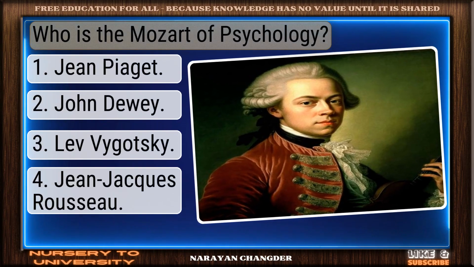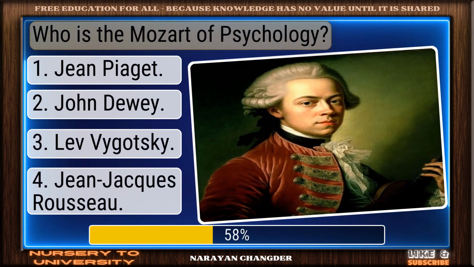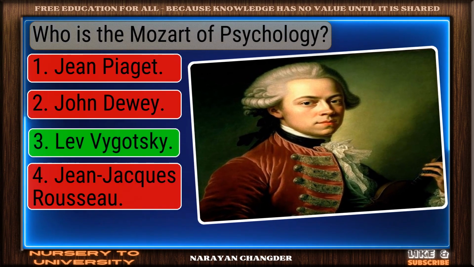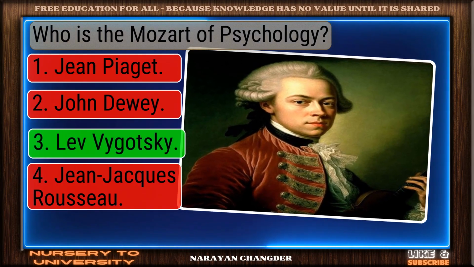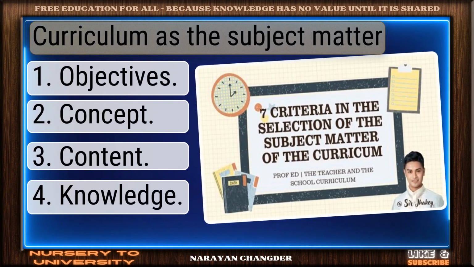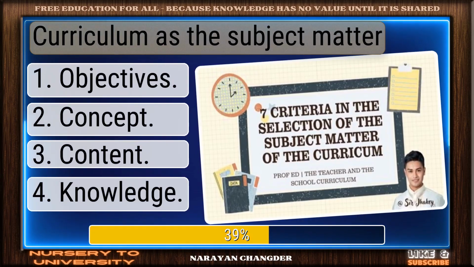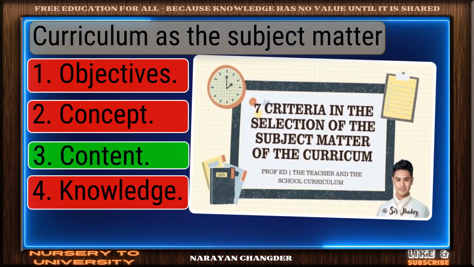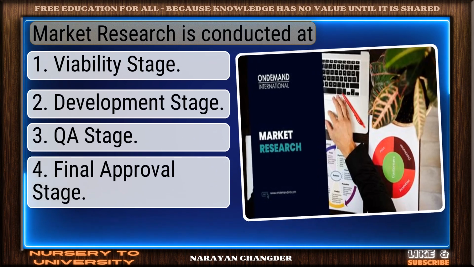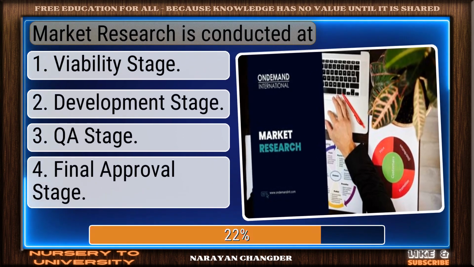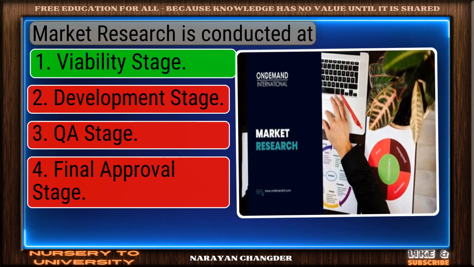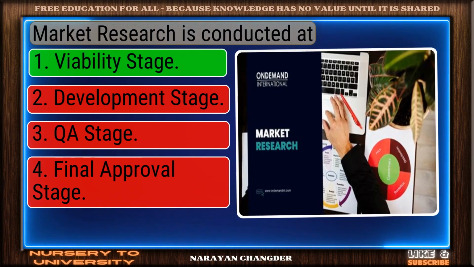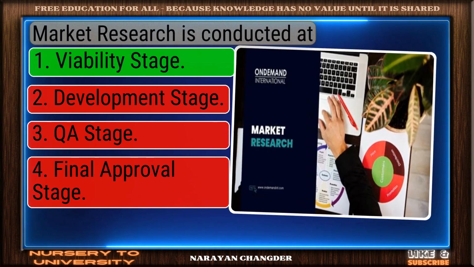Who is the Mozart of psychology? Correct. Lev Vygotsky is the right answer. Curriculum as the subject matter. Well reasoned. Content is the correct choice. Market research is conducted at. Nice work. You chose viability stage, and it is correct.